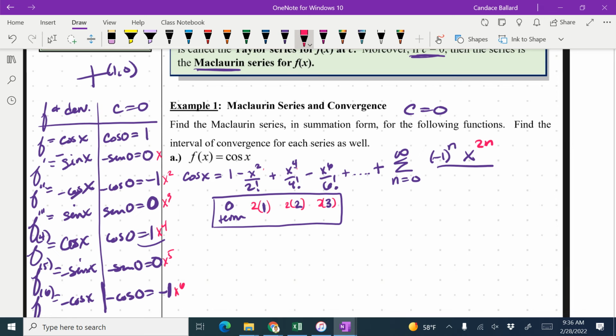Is it just n? Yeah, 2n. It's going to be 2n again. It's the same pattern, right? And then with the, it's not an exclamation point. We call that factorial, remember? 2n factorial. Okay.